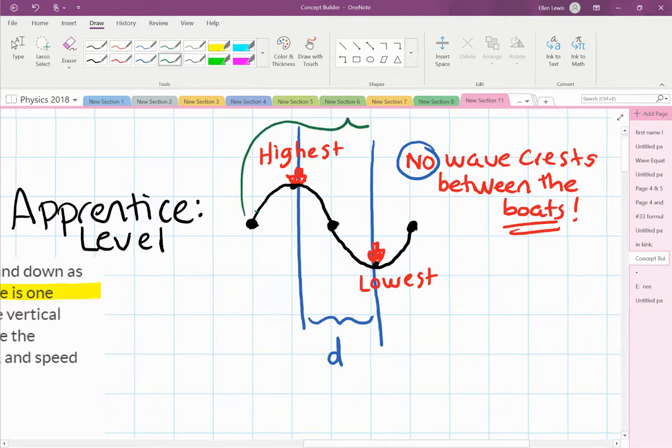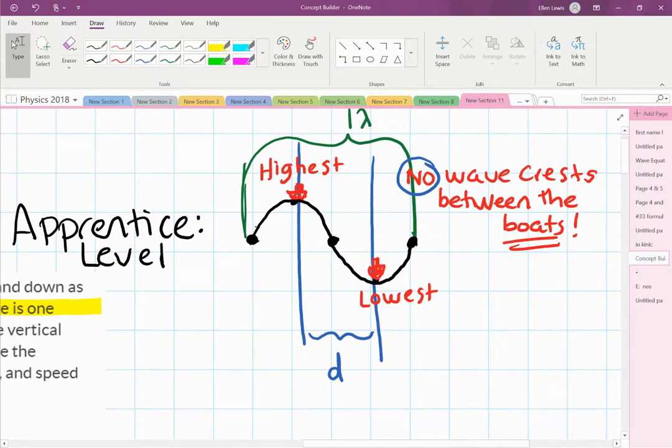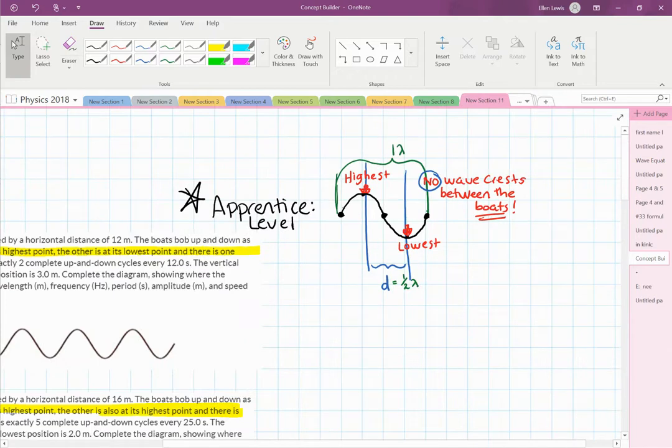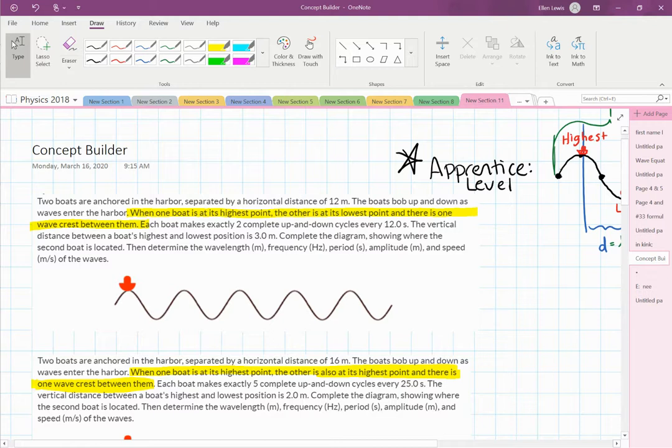All right, so if a crest and a trough is taking up the space for one whole wave, then D would be taking up the space for half of a wave. Well, in the Master and Wizard questions, we're going to take those boats and move them farther apart. So D will not be equal to half of a wave in the Master and Wizard level questions. So first of all, let's go over how to pick the right diagram.